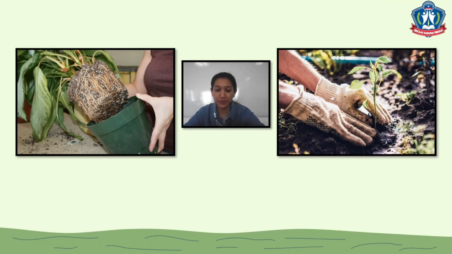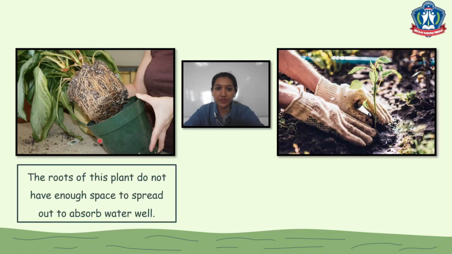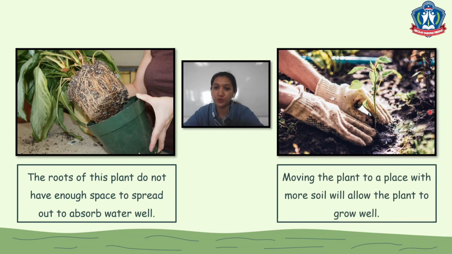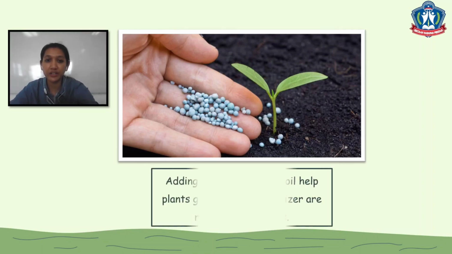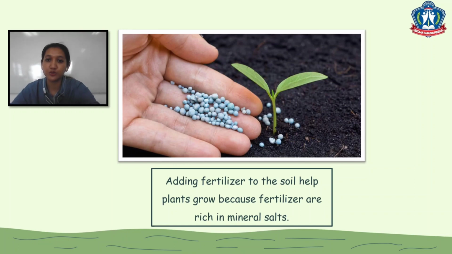Now, what happens if plants are grown in little soil? The roots of this plant do not have enough space to spread out to absorb water well. So we need to move the plant to a place with more soil, which will allow it to grow better. What else can we do to make the plants grow better? Adding fertilizer to the soil helps plants grow because fertilizer is rich in mineral salts.